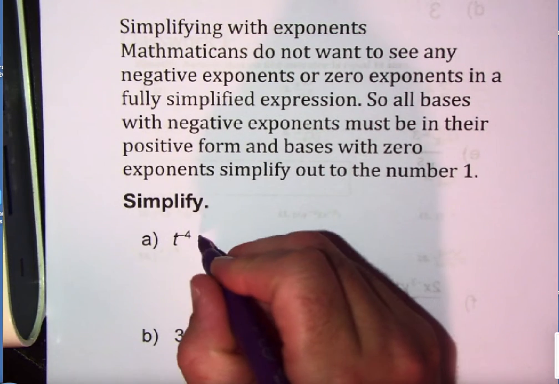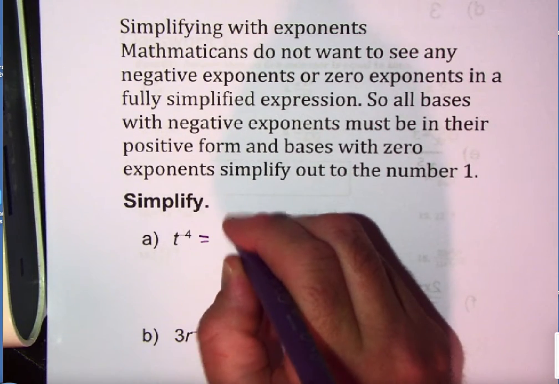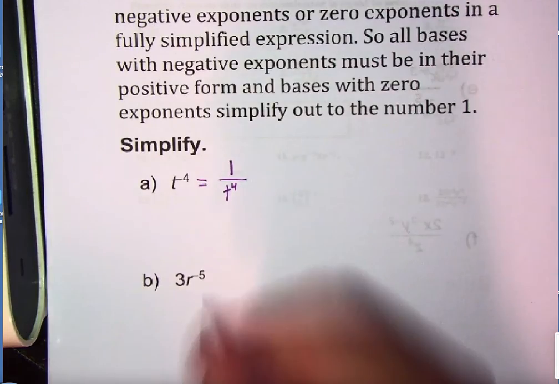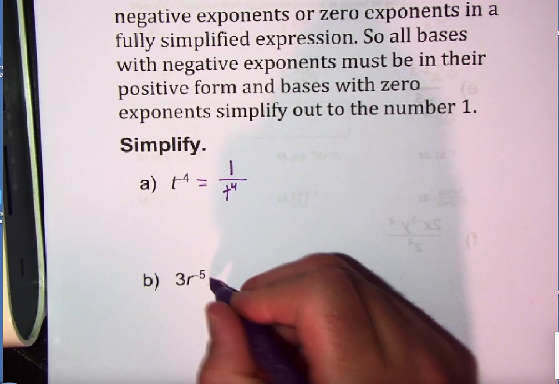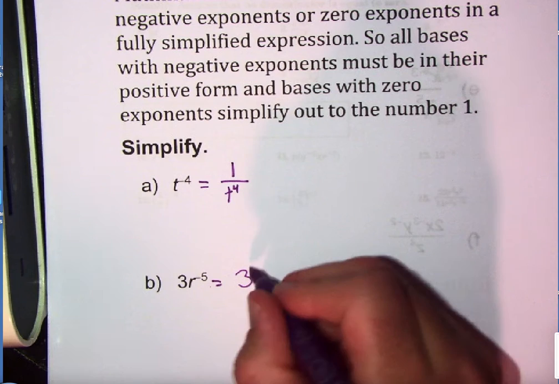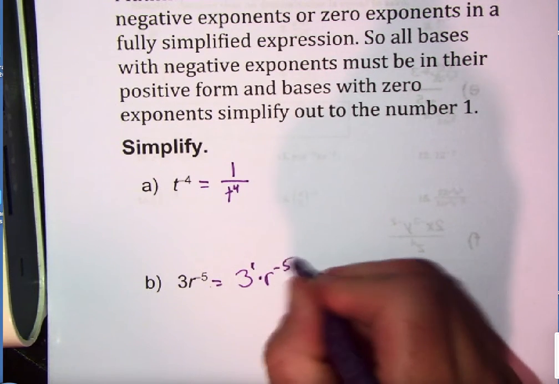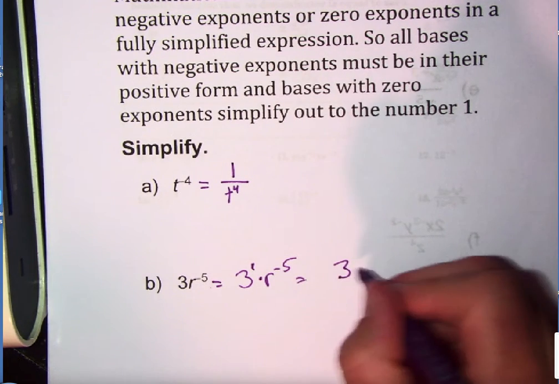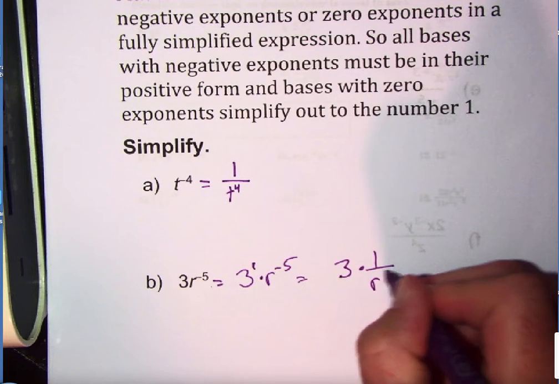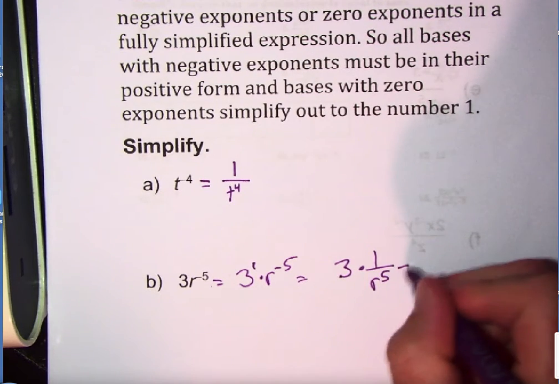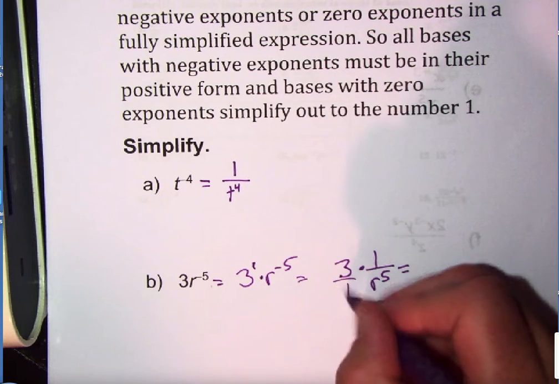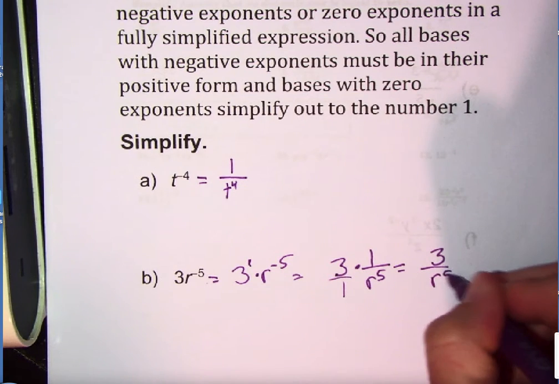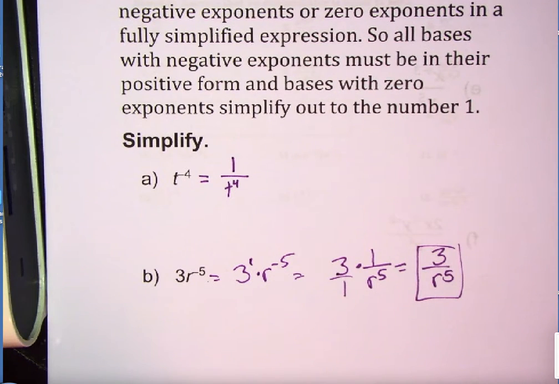So 10 to the negative 4th is not simplified. We have to write it as 1 over 10 to the 4th. 3r to the negative 5th, well, 3 has an exponent of 1 times r to the negative 5th. So 3 is actually okay, but it's r to the negative 5th. We have to write it as 1 over r to the 5th. And this isn't simplified because we can multiply this across. 3 times 1 is 3. 1 times r to the 5th is r to the 5th. Now we're simplified.